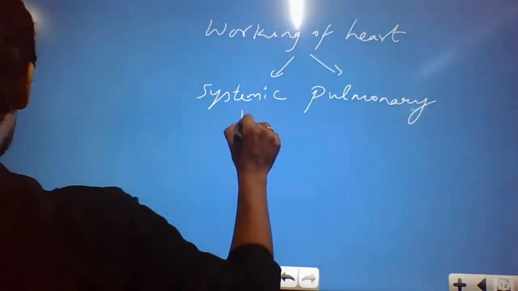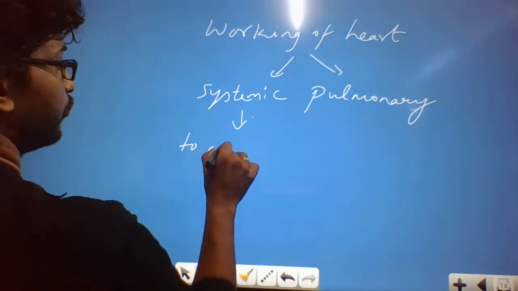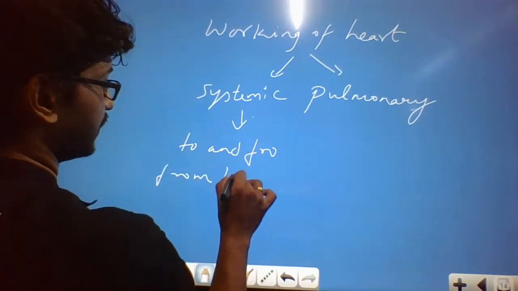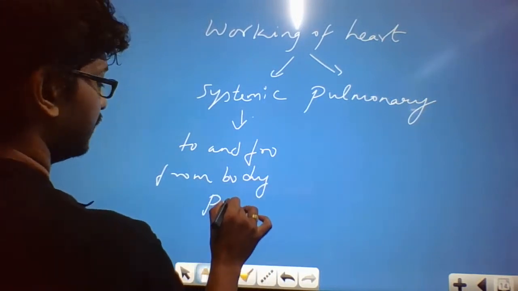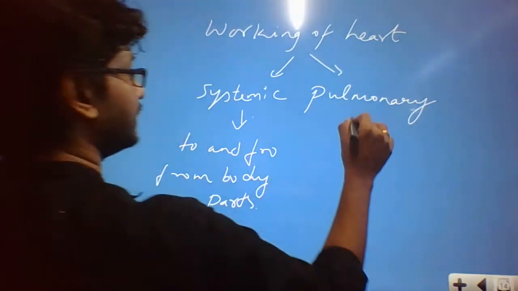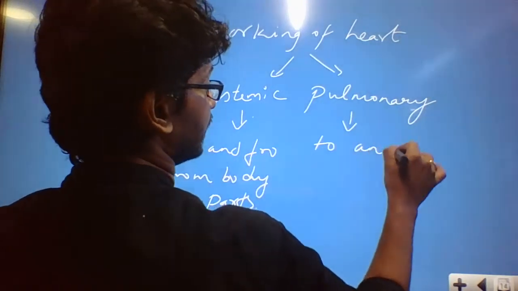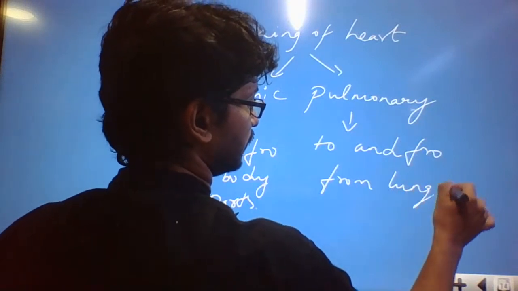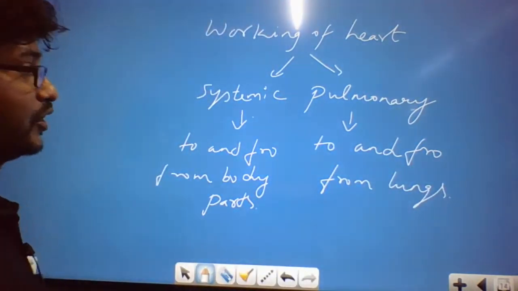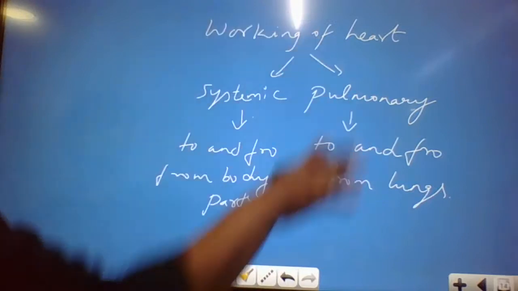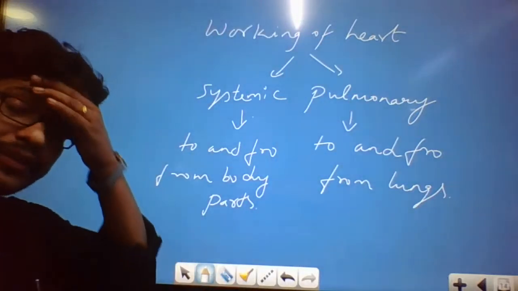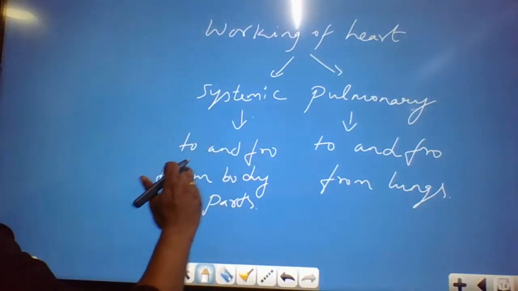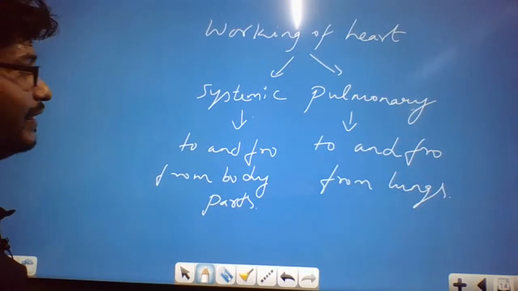Systemic circulation is to and fro from the body parts. Pulmonary circulation is to and fro from the lungs. So by these mechanisms, the working of the heart has two types of circulation: one is the systemic circulation, and the other is the pulmonary circulation.